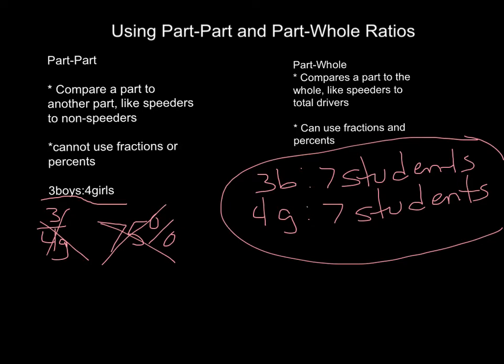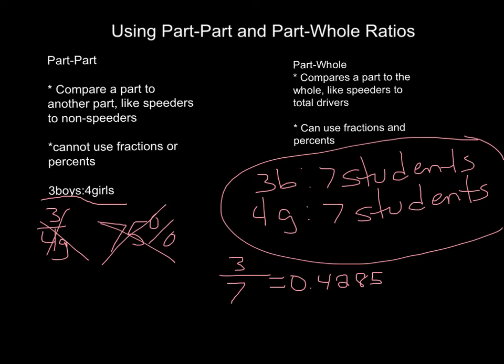fractions or percents. I can say that I have 3 boys out of 7, so that becomes 3 over 7. Now, if this was a benchmark fraction, I would easily know what the answer was. But since this isn't a benchmark fraction, I know that when I take my numerator and divide it by my denominator, I'll get the corresponding decimal, which becomes 0.4285 when plugged into my calculator.